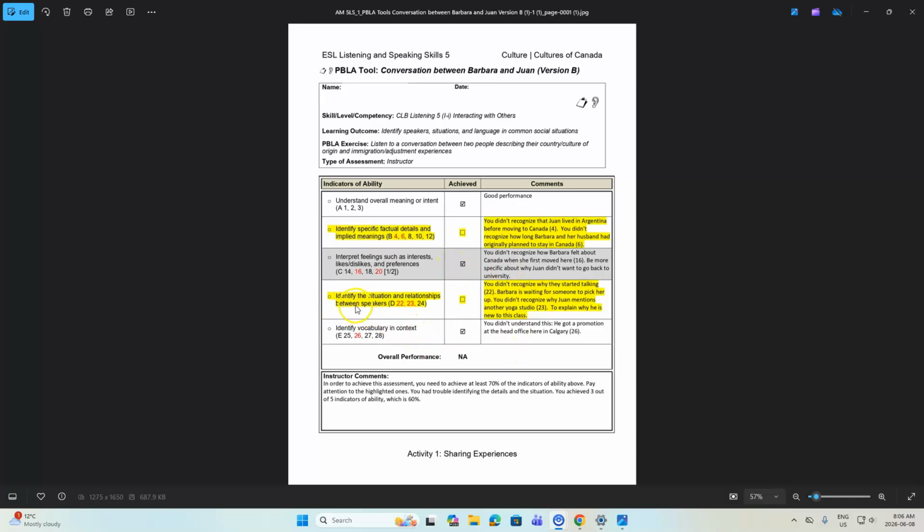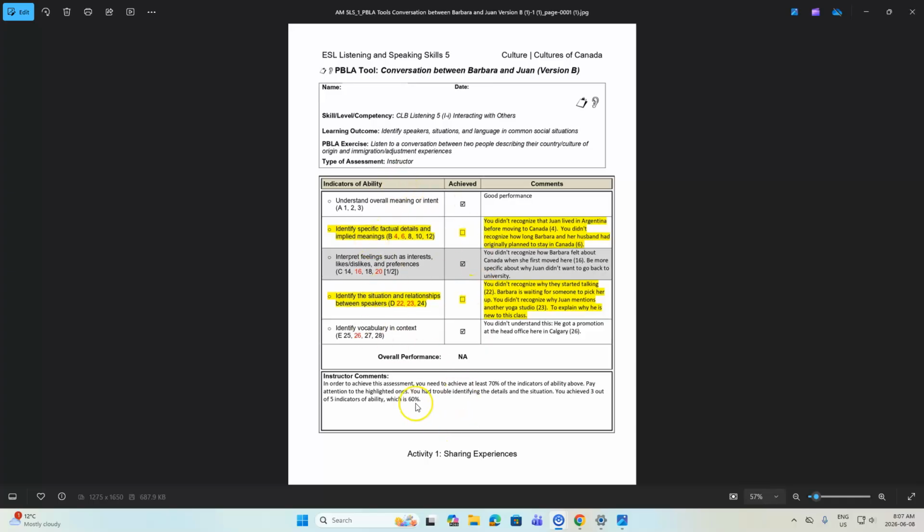Next, let's take a look at identifying the situation. There are 3 questions, 1, 2, 3, but this person only answered 1 question correctly. So 1 out of 3 is not 70%. Take a look at the questions that you answered incorrectly. Finally, for the last indicator, there are 1, 2, 3, 4 questions. They answered 3 out of 4 correctly, which is higher than 70%. That means they got 1, 2, 3 achieved. 3 out of 5 indicators.